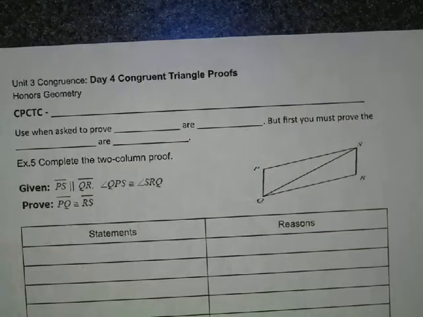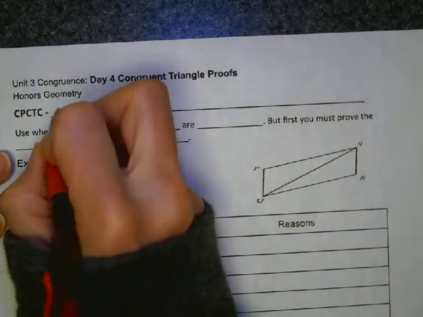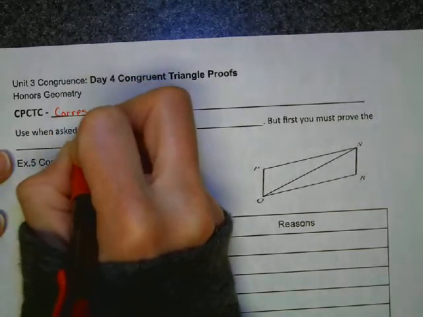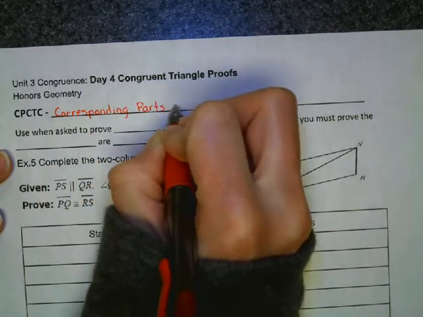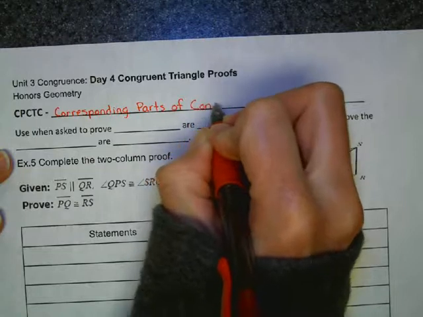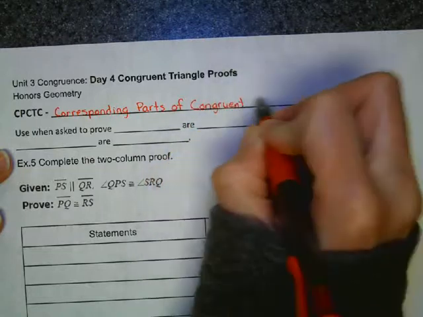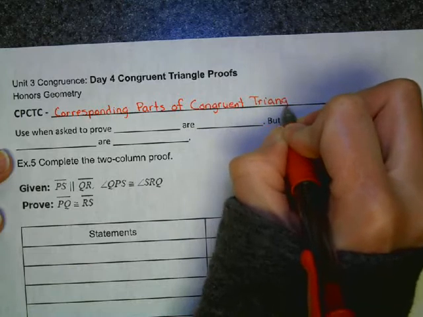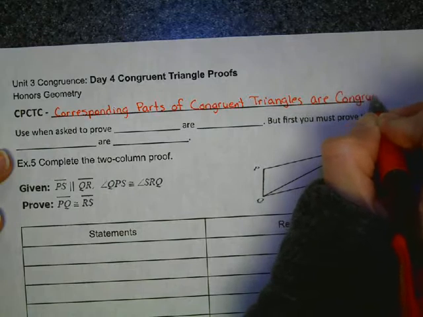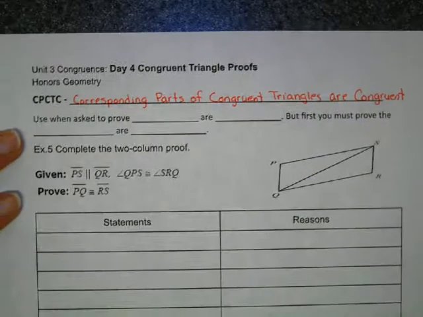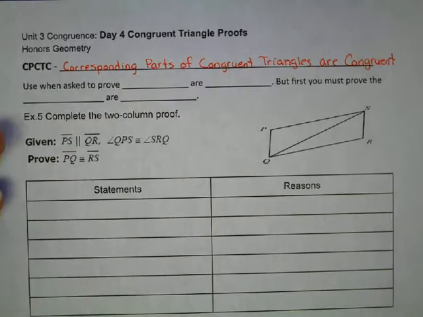Alright, the last type of proofs we're going to deal with is CPCTC. Basically, it adds one less step into your proofs. From last class, we learned this means corresponding parts of congruent triangles are congruent. It's a very long thing. That's why, instead of writing that out on every proof, we just write the initials CPCTC.